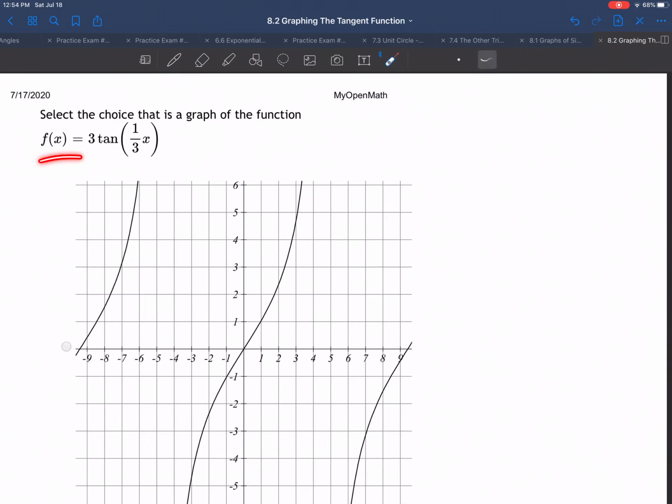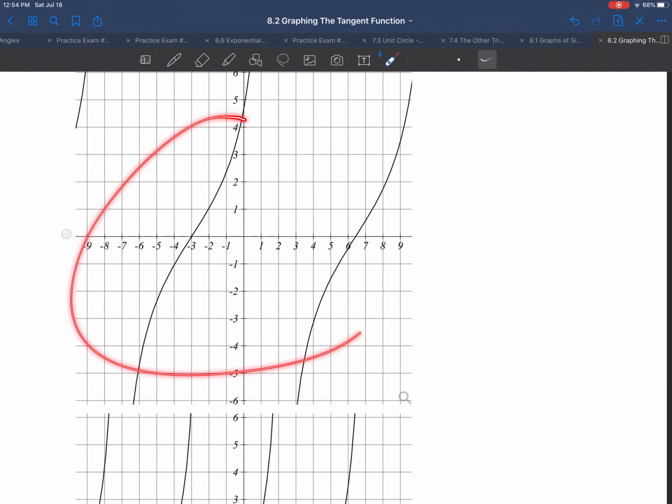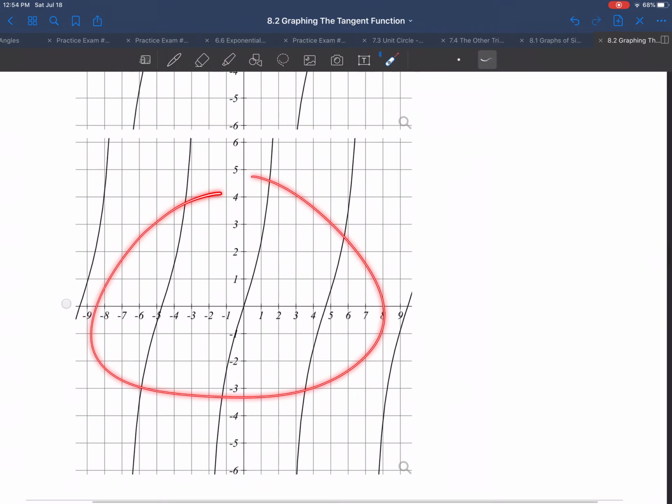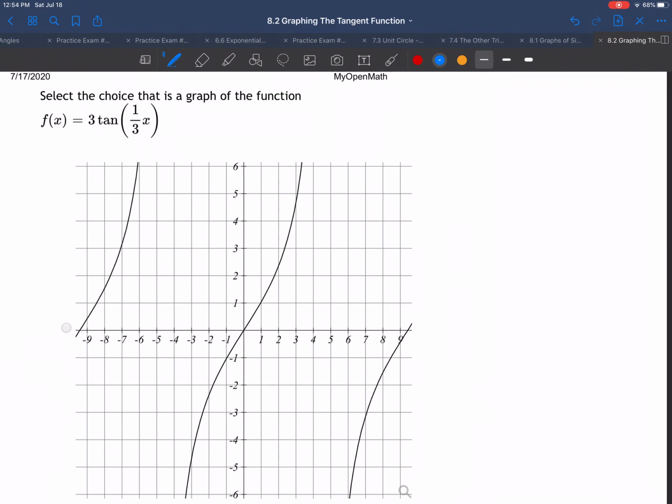Here we have a function, f of x equals 3 tan 1/3 x. They want us to graph it. They're giving us 4 options. Is it this graph, or this graph, or this graph, or that graph? Which of those 4 multiple choice options are the right graph for this function?